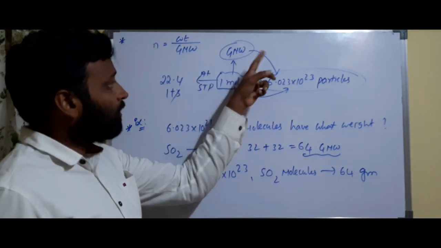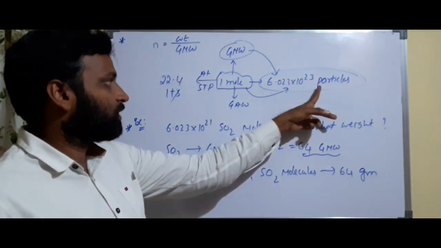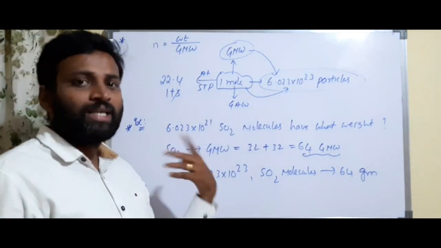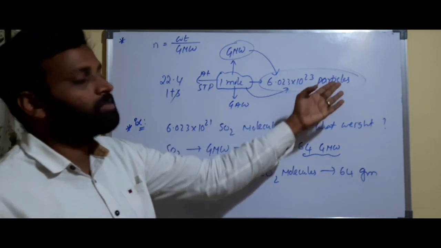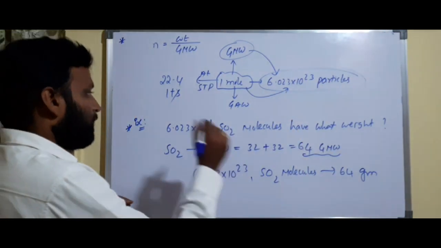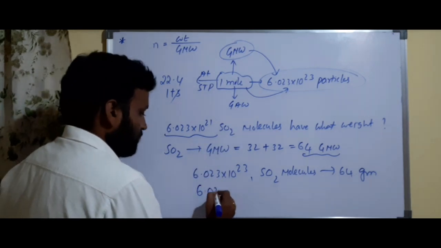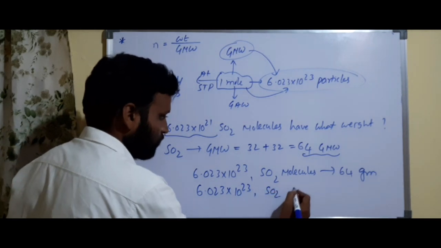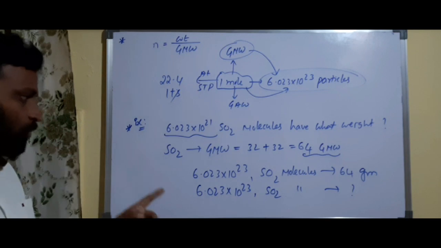So this gram molecular weight is equal to this Avogadro number, 6.023 into 10 power 23 particles. Why is it written as particles? If they give atoms, particles will be atoms. If they give molecules, particles will be molecules. That's it. But they are asking for how many molecules? For 6.023 into 10 power 21 SO2 molecules, how much weight? This is the question.